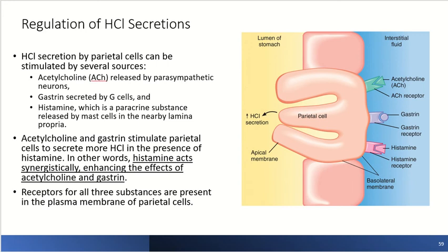Acetylcholine and gastrin are both going to stimulate parietal cells to secrete more hydrochloric acid in the presence of histamine. So in other words, histamine is basically acting synergistically, and it's going to enhance the effects of acetylcholine and gastrin in the stomach. Receptors for all three substances are also going to be present on the plasma membrane of those parietal cells. You can see those here.